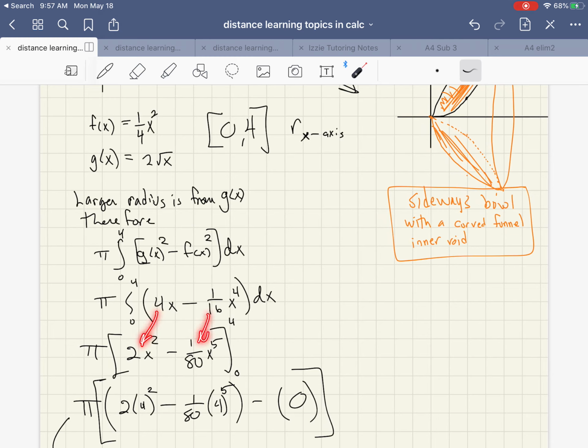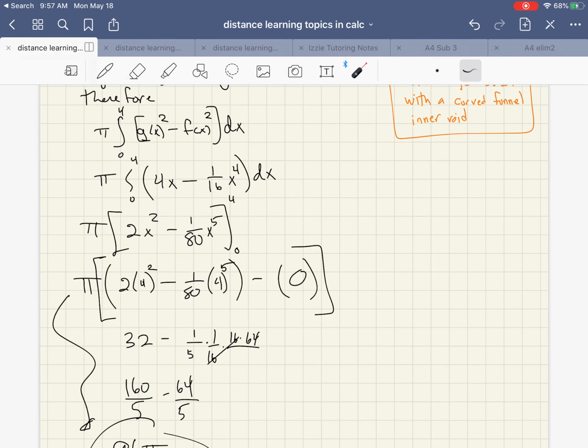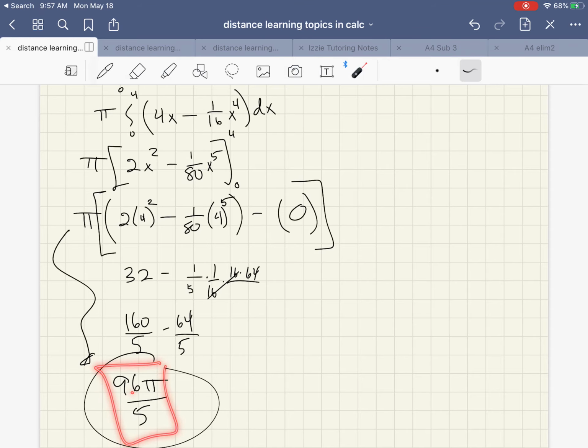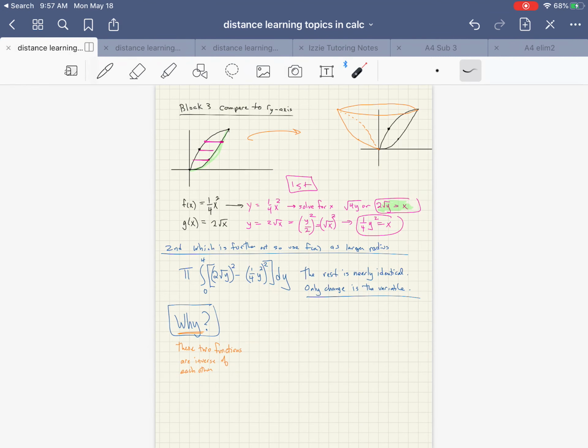We integrate. We have a 0 and a 4. And then we keep the pi on the outside. We evaluate. 4 in here. 4 in here. That's 32. This ends up being 64 over 5 when you reduce it down. And 160 minus 64 is 96. Keep the pi, keep the 5. 96 pi over 5. So if you understood the disk method, then you're probably looking at this and saying, I can figure this out. So block 4, I want you to stop there. Block 3, though, I want you to take a look at this problem.